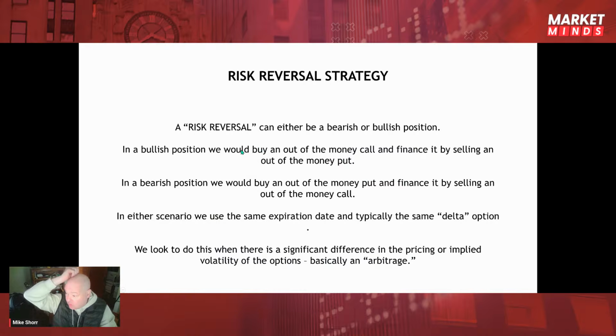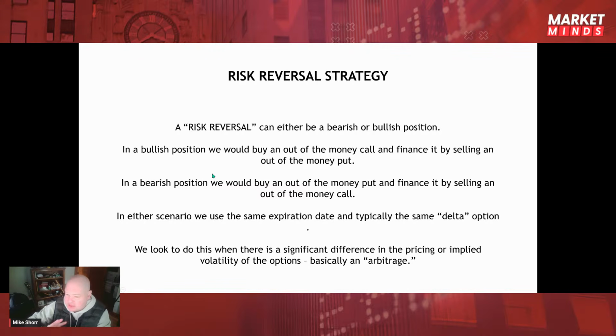Okay, so now a risk reversal can be bullish or bearish. In a bullish position, we're going to buy an out of the money call. We'll finance the buy of that call by selling an out of the money put. Conversely, as a bearish position, we would like to buy an out of the money put, and we finance that by selling an out of the money call. This first example would be bullish. Second example would be bearish.